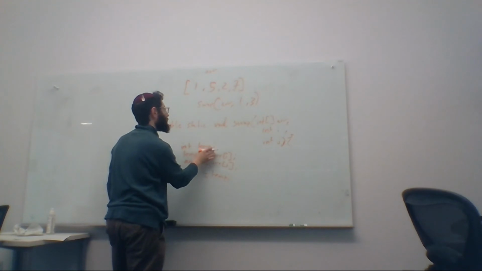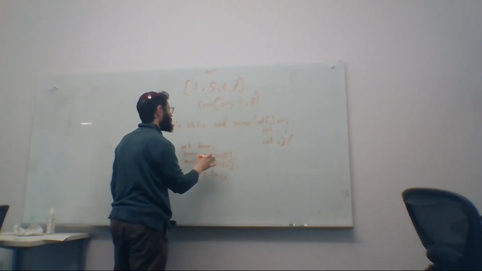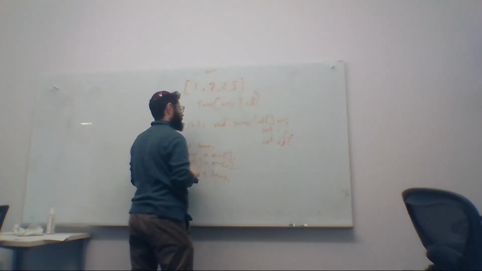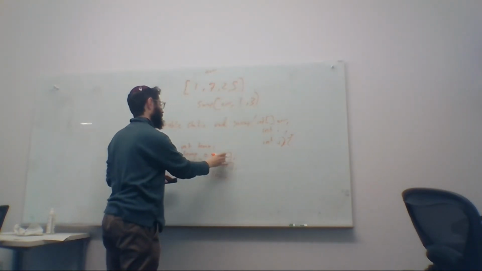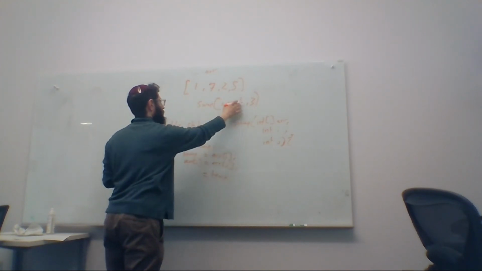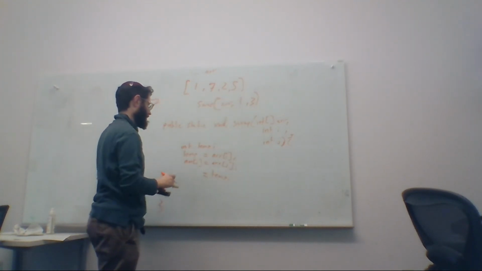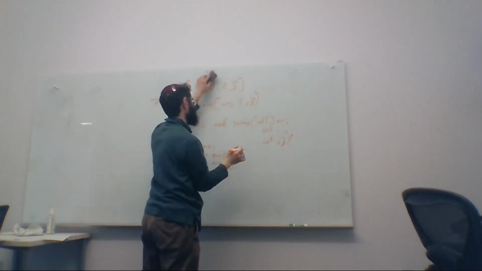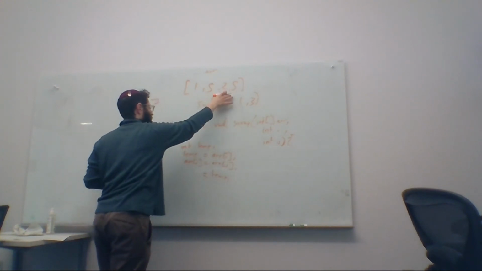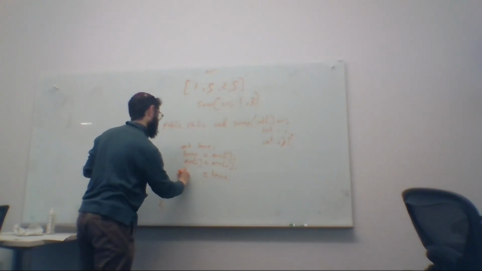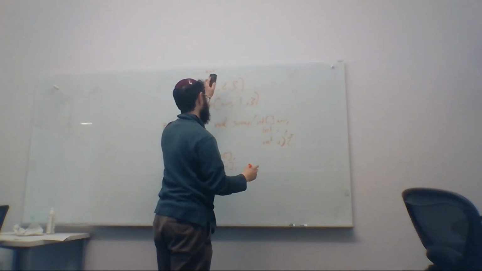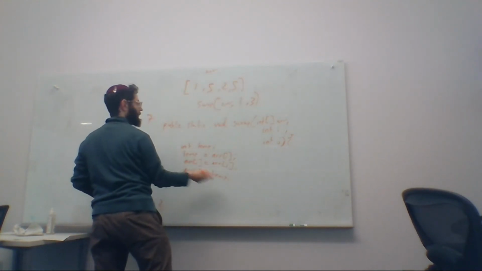So if we go through this, we had 1 and 3, with the array 1, 7, 2, 5. We take the element at i, which was 1, and store it in temp. Then we take j and copy it over to i, so we take the element from index 3 and copy it into here. Now it's got the same thing. So now we take the item from temp and store it in array j. So 1 gets copied into index 3.